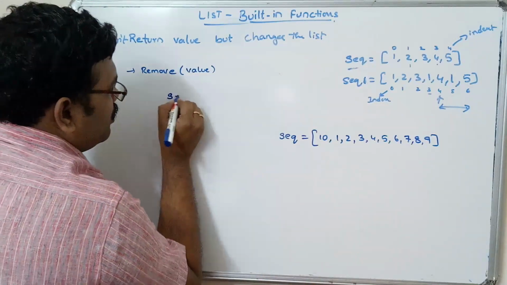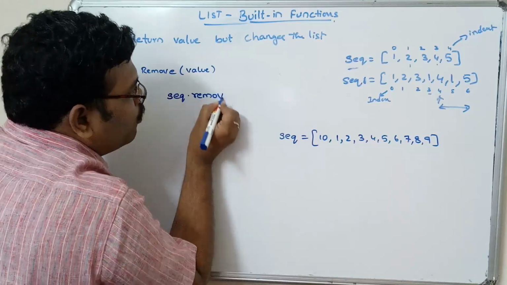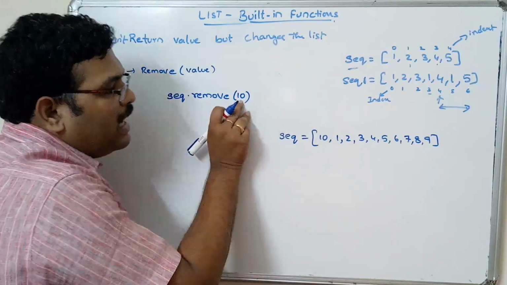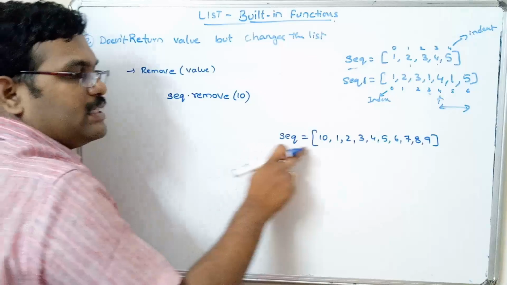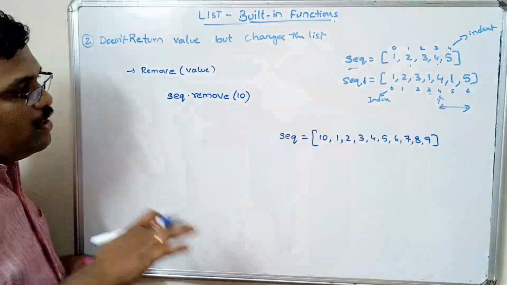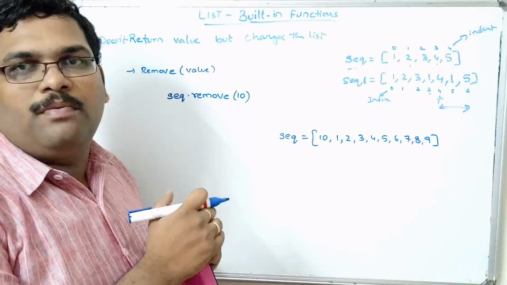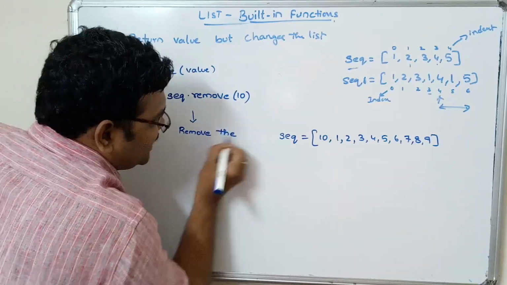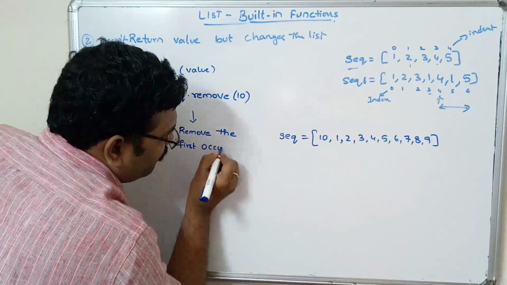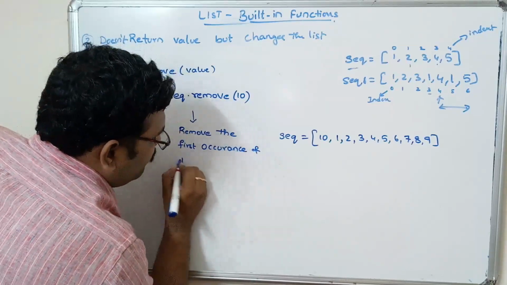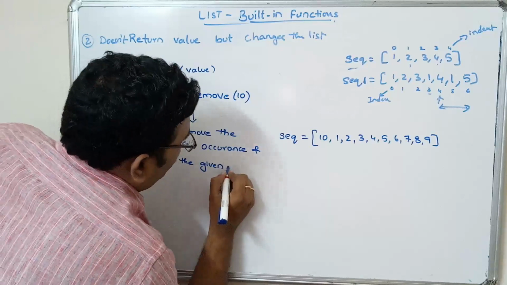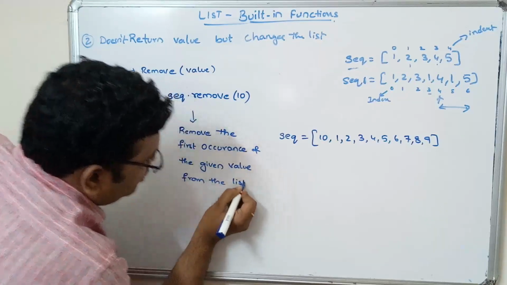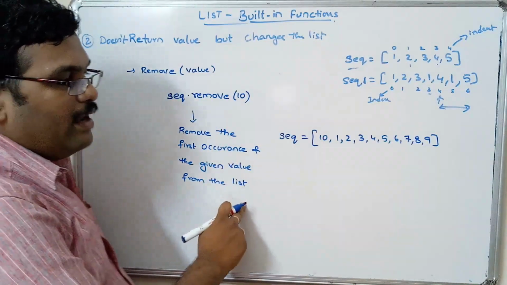See, sequence dot remove 10. So this implies we want to remove the value 10 from the list sequence. So it will search for the 10 and it will remove it. So here also the first appearance of that value will be removed, right? So it will remove the first occurrence of the given value from the list. So remove the first occurrence of the given value from the list.